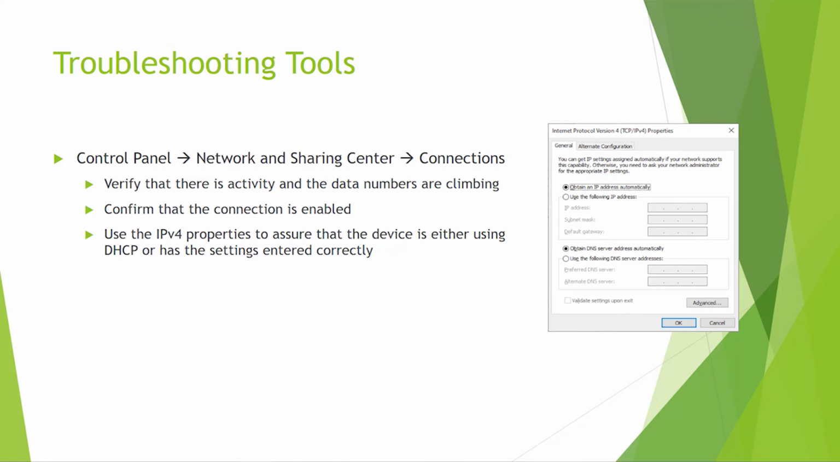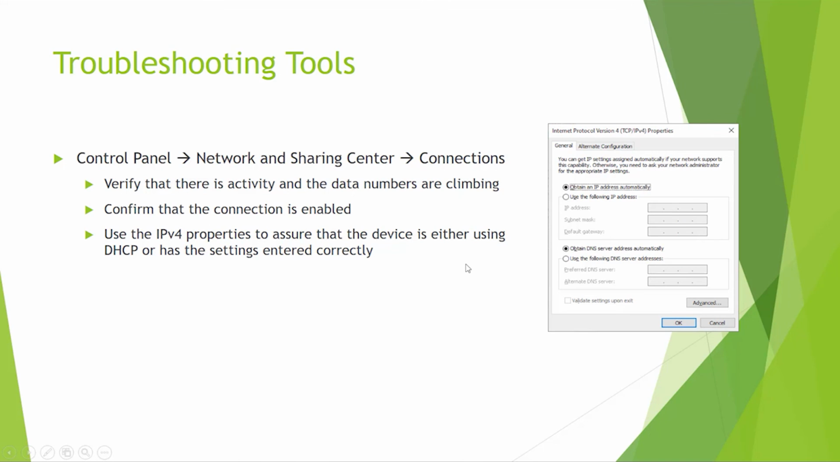Finally, I talked a little bit about the control panel. I want to go back to some of the things that we talked about before. Again, you would go to the control panel, the network and sharing center, and the connections, and that would bring up this screen that we looked at before once you've gone through and you've selected the TCP/IP version 4 properties. A couple things that we talked about before here. This is where you would have verified that there was activity and that the data numbers were climbing. You would have verified that the connection was enabled.